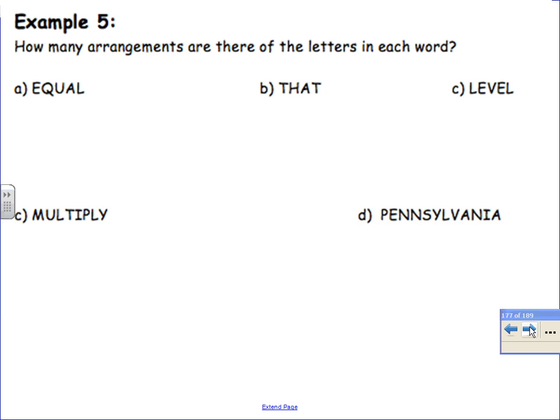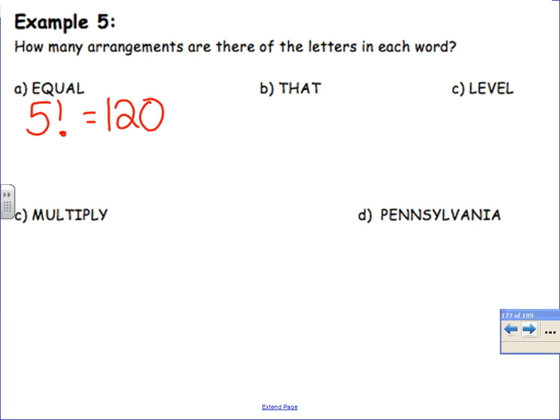So, are there any repeats in the word equal? Like, are there any letters that repeat? No. So, anyone have any idea how we would find how many ways there are to arrange the letters in the word equal? Adam? Why? Yeah, it's just like the books. Awesome. I'm glad you remembered that. So, Justin, how many ways are there to arrange? Good. There are 120 ways to arrange all the letters in the word equal.